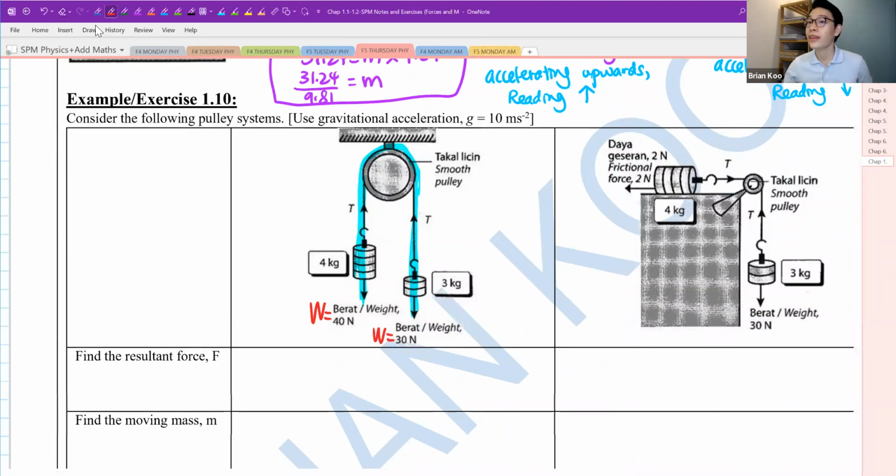So the resultant force, if you want to calculate, is like this. You imagine one person pulling here, one person pulling here. One person is pulling 30 Newton, one person is pulling 40 Newton. Who will win? 40 Newton will win, right? And how do I calculate the resultant force? I'll take the big force minus the smaller force.